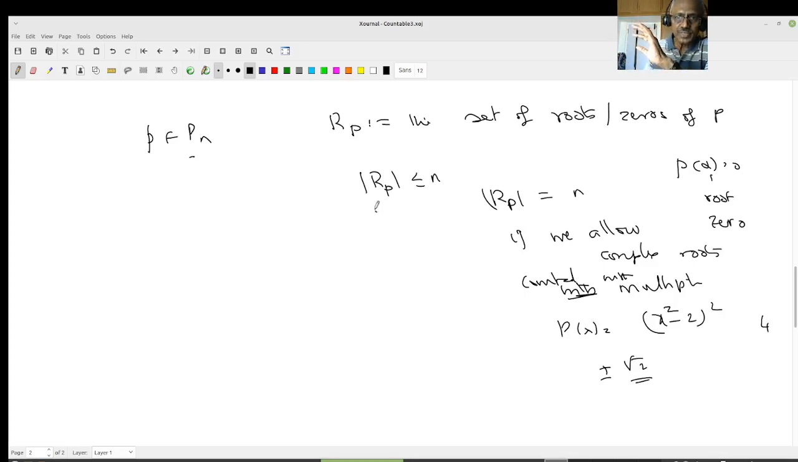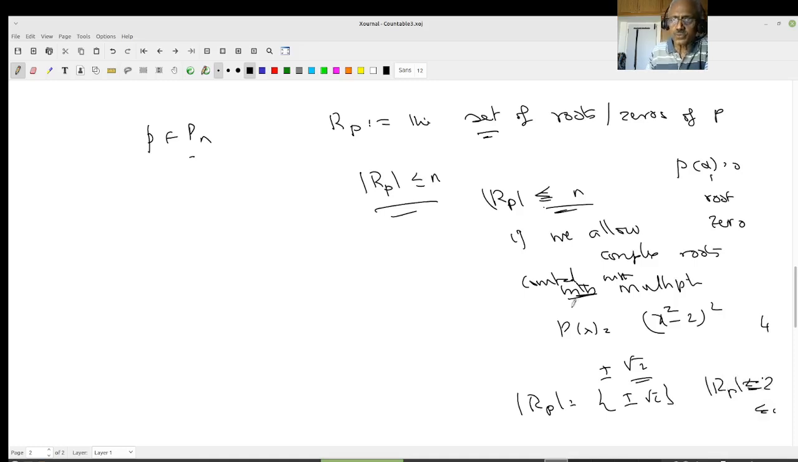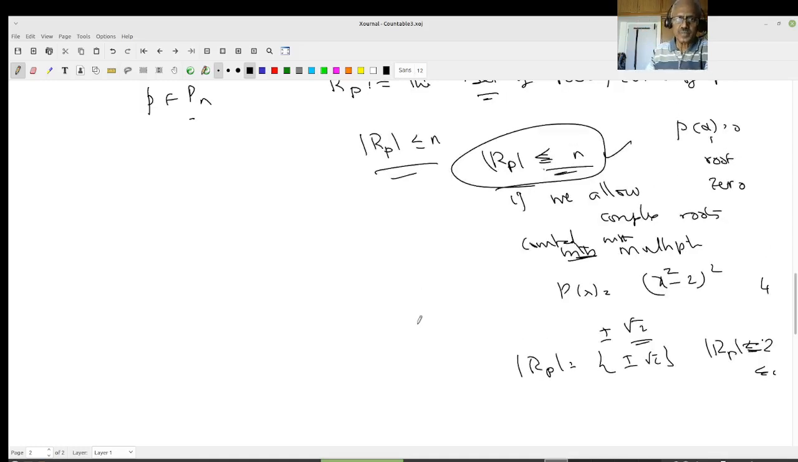But that's why you say it's at most 2. Here also maybe I should say at most 2, because I am saying the set, right? The set, for example, for this polynomial R of P is only 2 elements, plus or minus square root 2, therefore the size of R of P is less than or equal to 2, and 2 is less than or equal to 4. So it's better to write this way, with counted with multiplicity equal to n. Anyway, is that clear? Right?